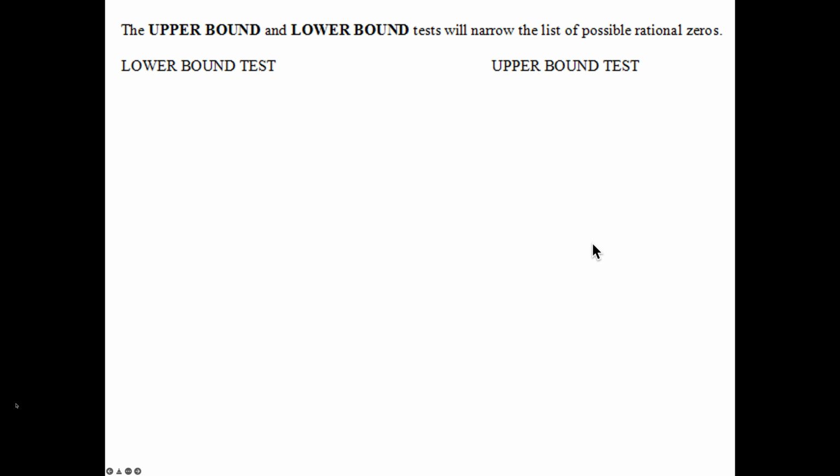Now, upper bound, lower bound tests. This is how you find this stuff by hand, if you will. So a lower bound test is a way to reduce all, I don't want to say all, but let's say some of those lists of rational zeros, and we don't have to test them.